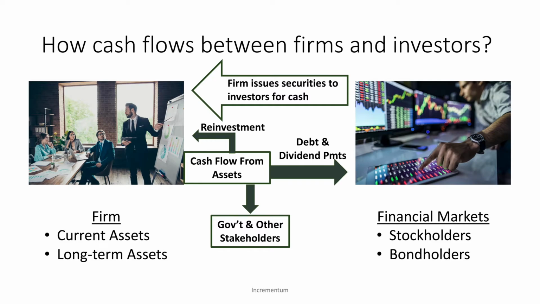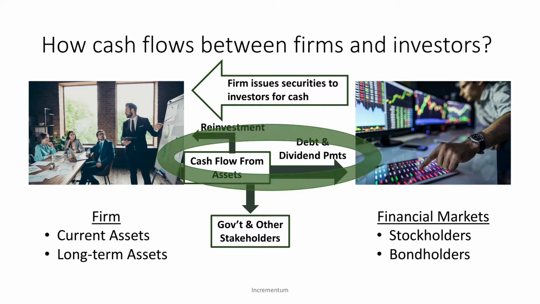The firm continues to operate, then they make more cash flow from assets, they pay their taxes, they make their debt payments, potentially make some dividend payments, and then whatever's left over gets reinvested. And then that continues again. The firm continues to operate. So this cycle continues over and over and over again.